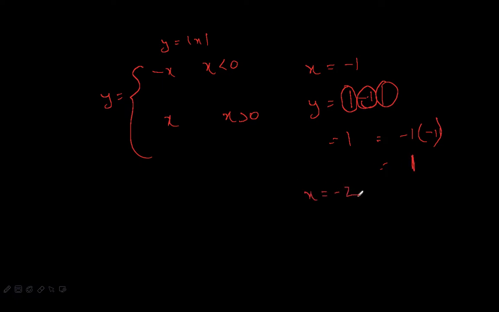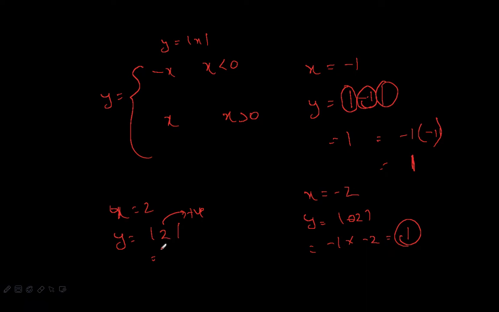Suppose x equal to minus 2. Now y equal to mod of minus 2. Inside we have a negative value, so it multiplies this negative value with minus 1, which gives 2. If you take x equal to 2, y equal to mod of 2, the inside value is positive, so it gives a positive 1 into positive 2, which gives 2. So if the value of x is negative, it will multiply with a minus 1. If the value of x is positive, it will multiply with a plus 1. So this is the definition of mod x.